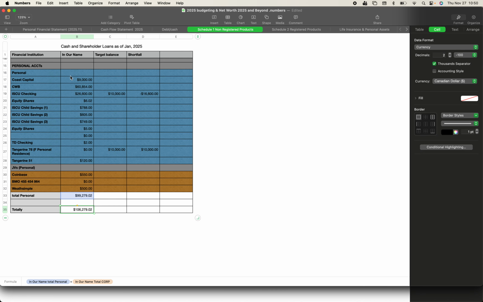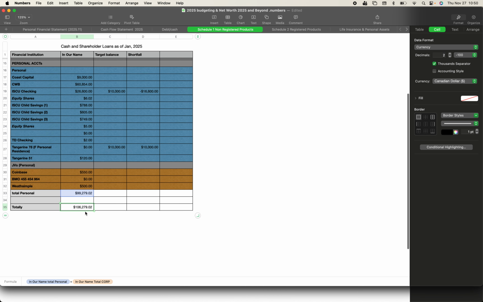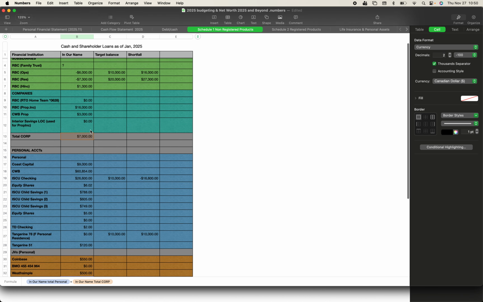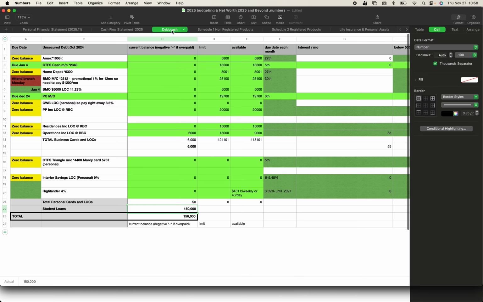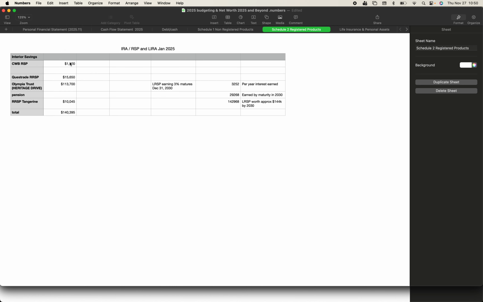So the total assets here personally, added up with the corporate assets here, gives you the amount of cash that you have. These are non-registered products, so this is outside of any retirement accounts. In theory, it's cash that you have access to without having to pay taxes or whatever. So there's your debt, there's your non-registered bank accounts, whatever, and registered products.